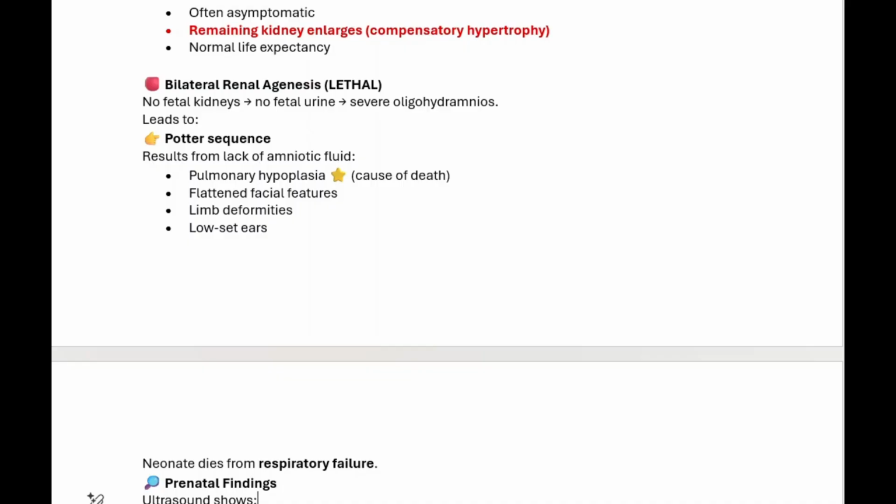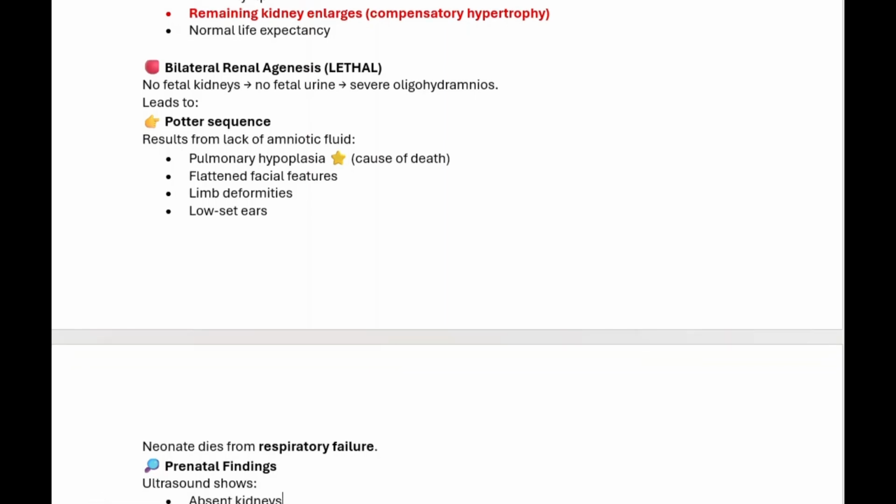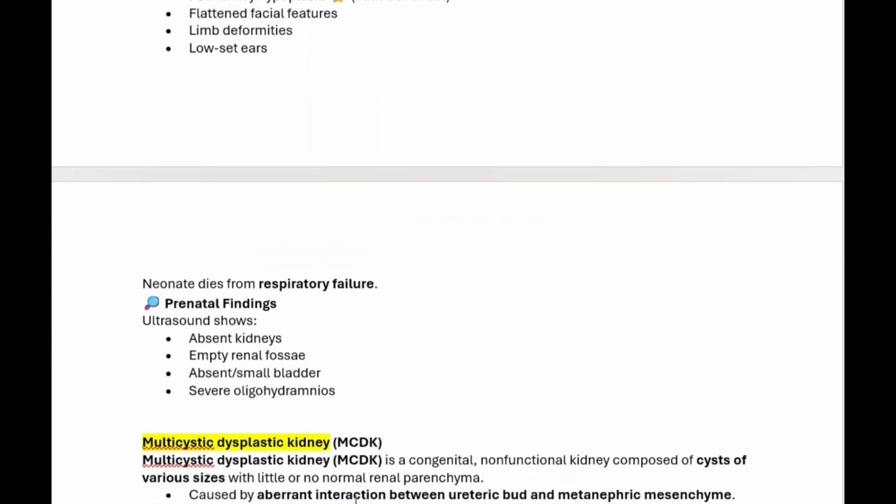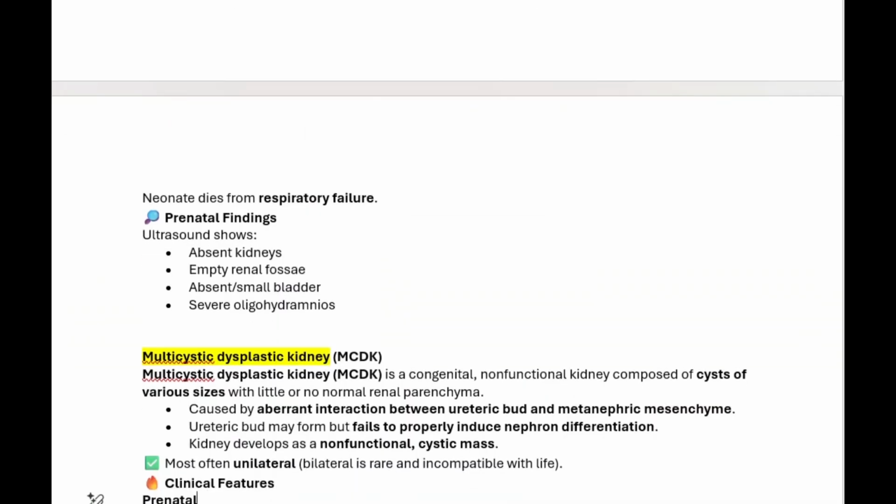As a result, there will not be enough amniotic fluid to swallow into their lungs, so they could develop pulmonary hypoplasia. And because of the lack of amniotic fluid, they will not have a cushion to support them in the uterus. So they will have flattening facial features, limb deformity, and low set ears. This is what is referred to as Potter sequence. And a very important question: what's going to be the most common cause of death in these patients? It's going to be respiratory failure.